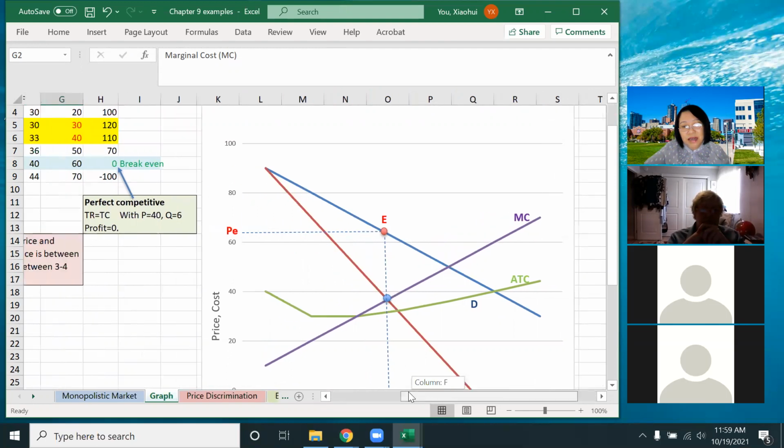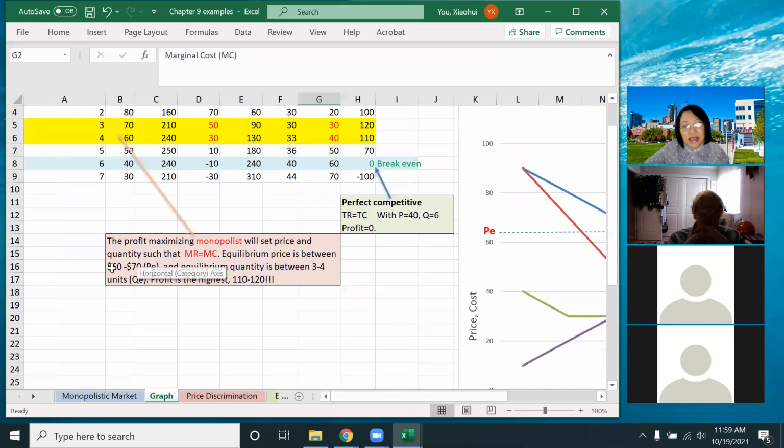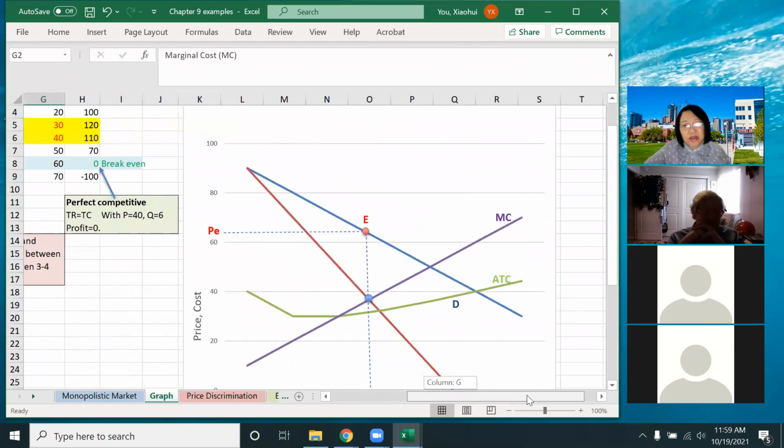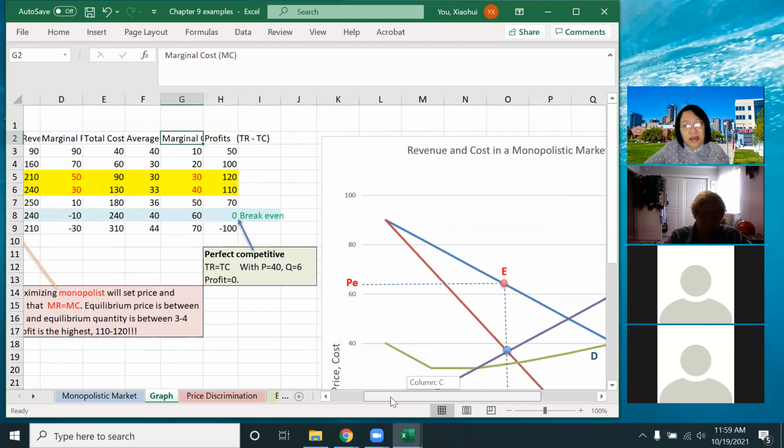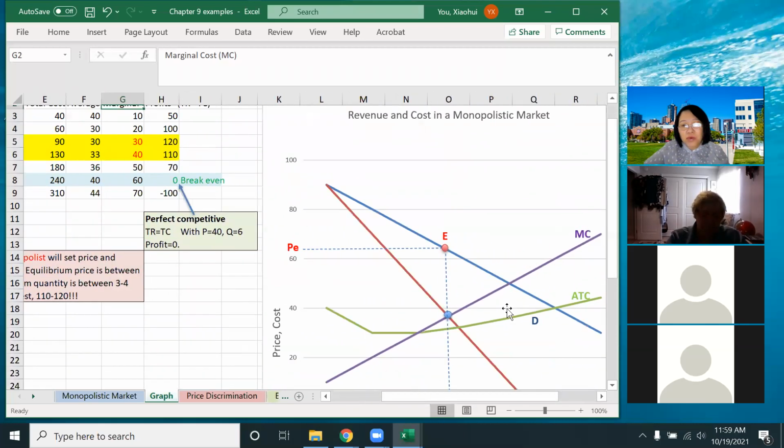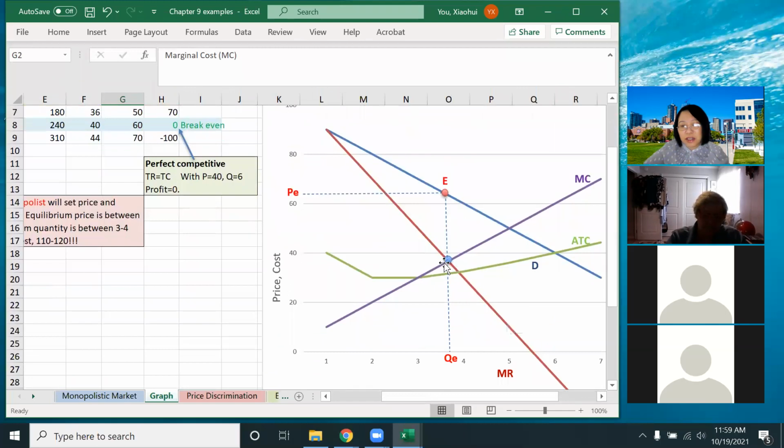So exactly here, right? And this graph, I just inserted using this data. So that's how to find the intersection of the MC and MR to determine the profit maximizing point, price and quantity from the graph. So this is how to do it.